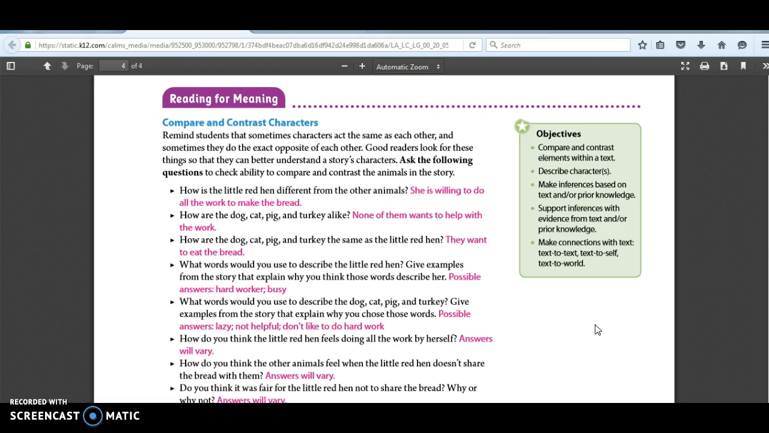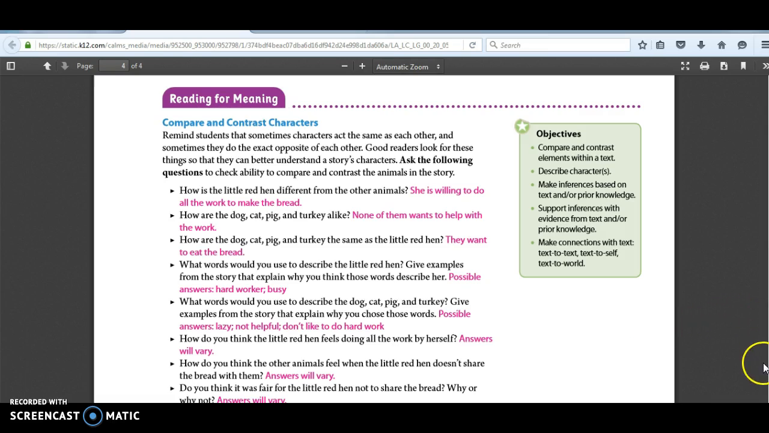Okay, next question. How do you think the other animals feel when the Little Red Hen doesn't share the bread with them? Think about the story. Remember, she told them that they couldn't have any bread because they didn't help her. How do you think that made the other animals feel? If you told your learning coach, they probably felt bad because they didn't help and they realized that they didn't do the right thing, or they were unhappy because they didn't get any of the bread, all of those would be some really good answers.